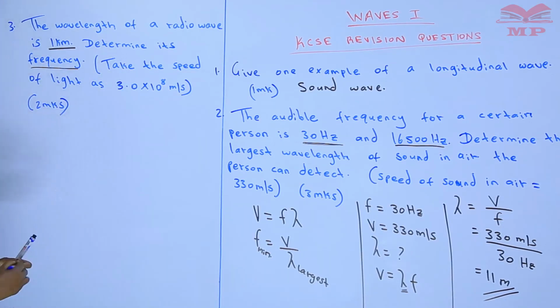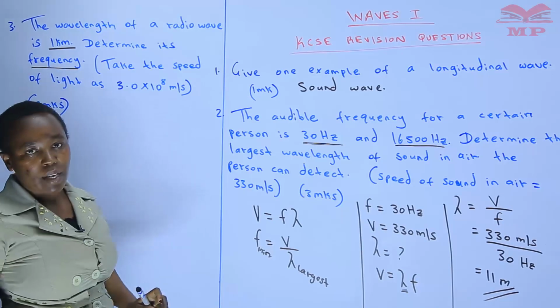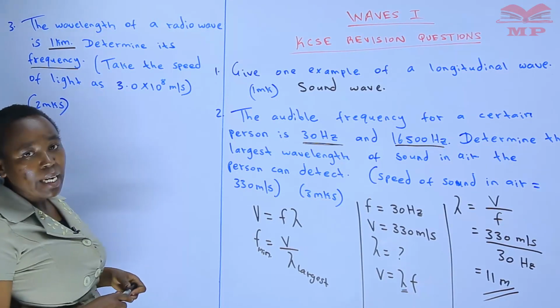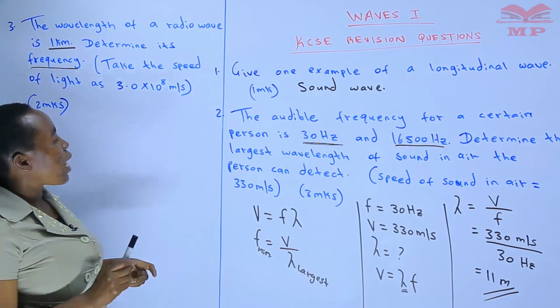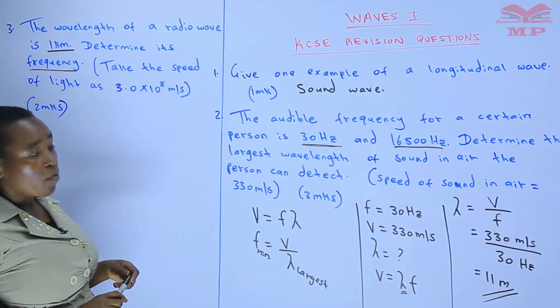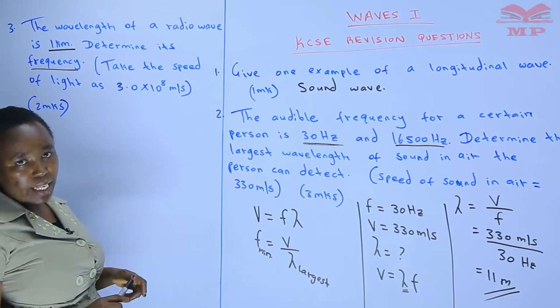Maybe you may be asking why we have been given the speed of light and yet here we are having a radio wave. Now in Form 4, you will learn about the electromagnetic waves. And we learn that all electromagnetic waves travel at the speed of light, which is 3 times 10 power 8 meters per second.